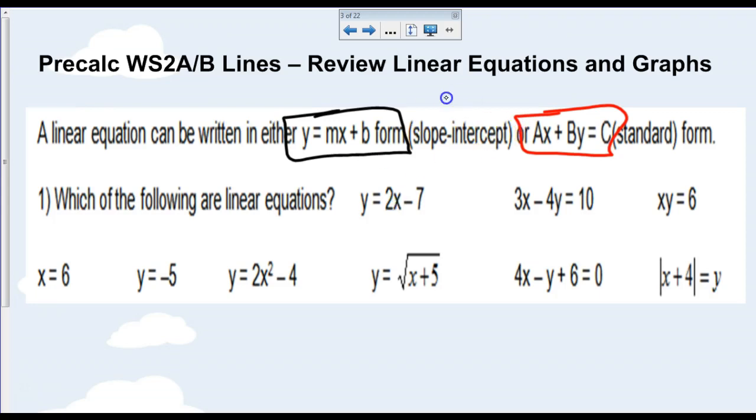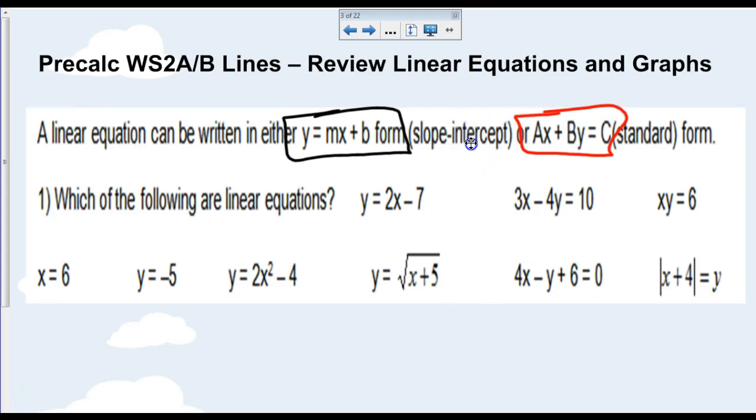Okay, so we'll discuss this in the future in more depth, but in standard form, x and y have coefficients of A and B. A, B, and C all have to be integers. And then A has to be positive. So it's got a lot of rules as far as standard form goes.